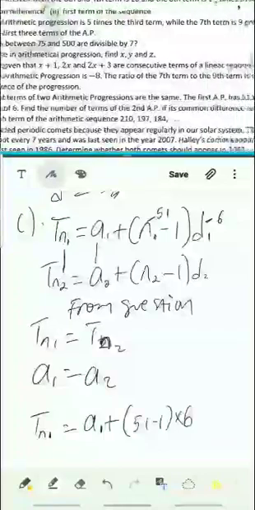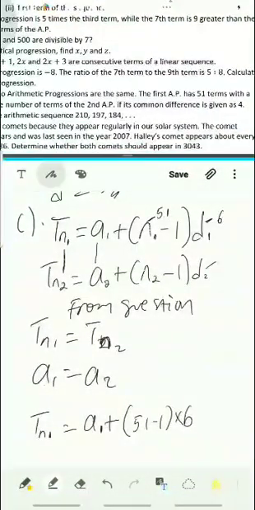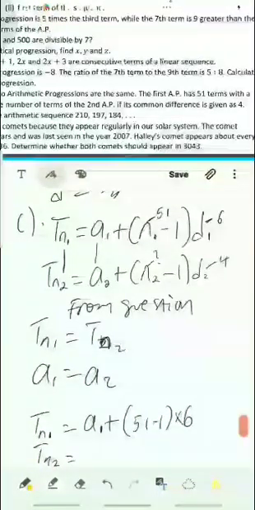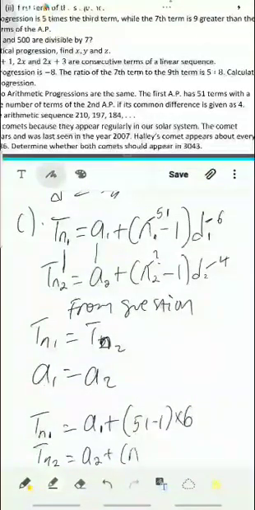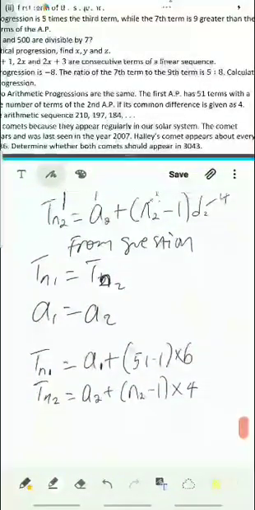Find the number of terms of the second AP if its common difference is given as 4. So this one, the common difference is given as 4. We want to look for the number of terms in the second. So Tn2 equals A2 plus (N2 minus 1) times 4. Because we are given that.